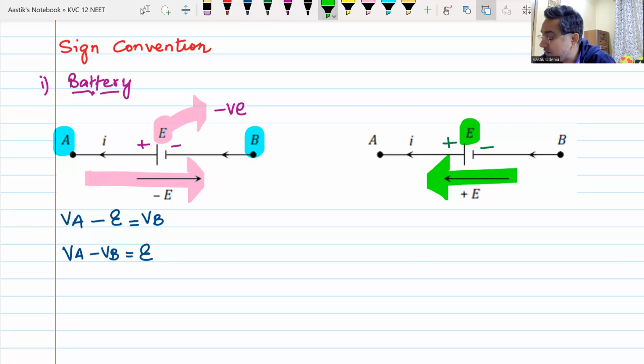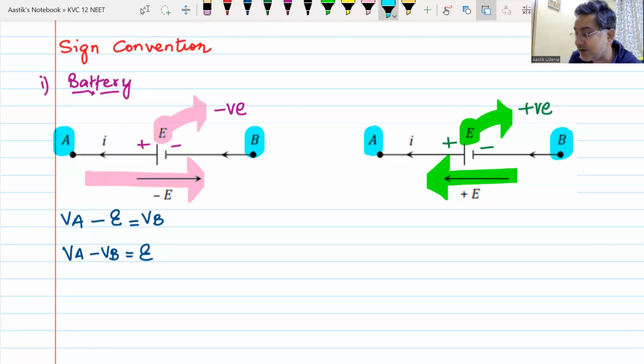Therefore, your E will now be taken as positive. And I go from point B to point A in this fashion. Can you tell me how the equation, if I write, will look like? VA plus E is equal to VB.